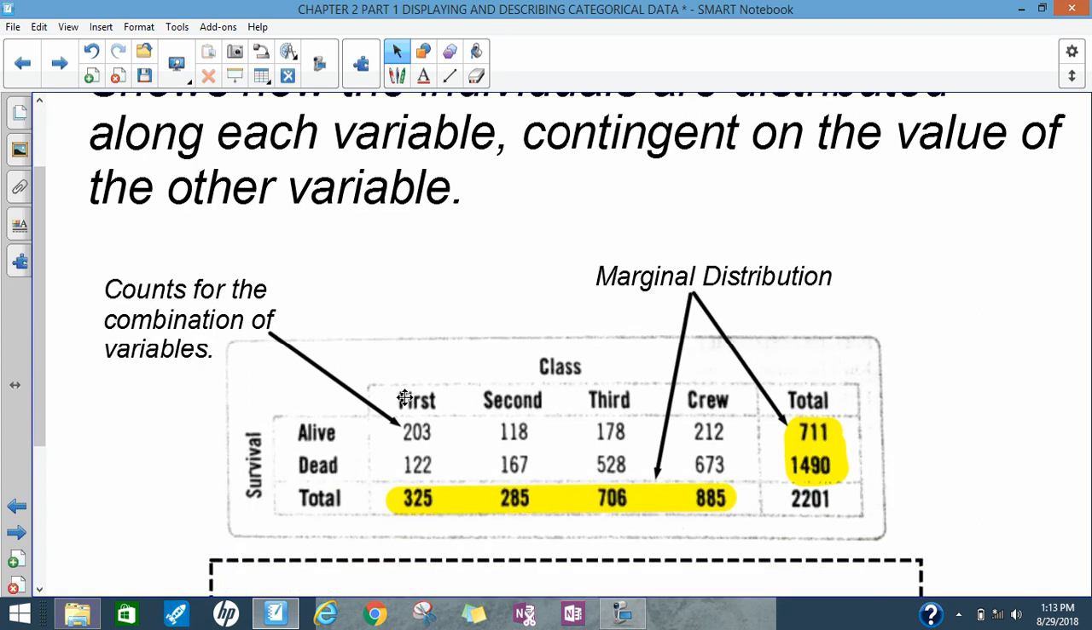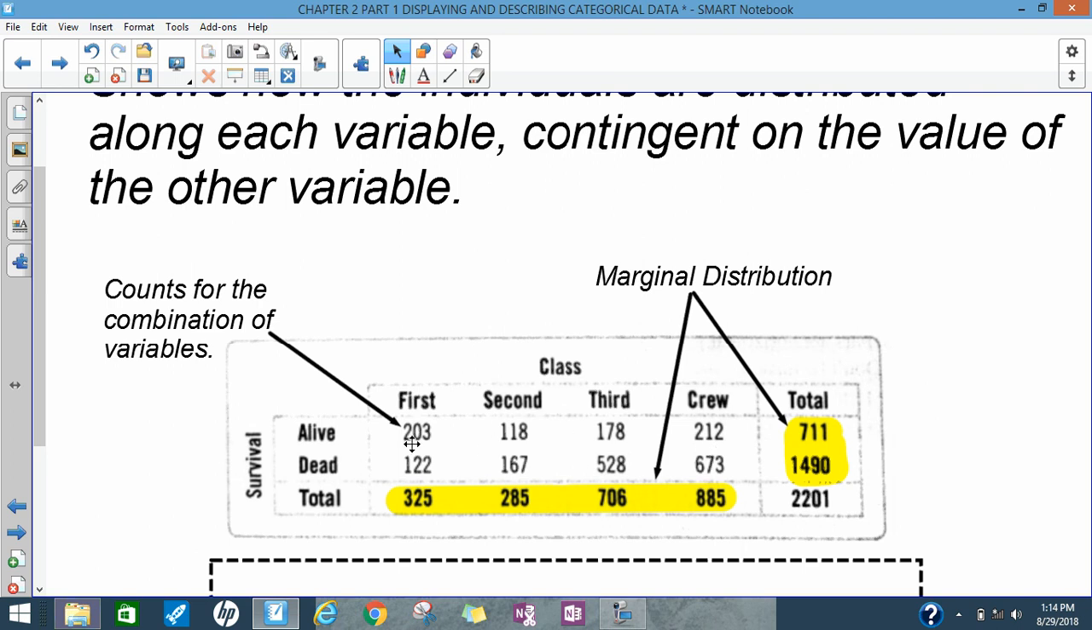And here, going horizontally, we have the 4 different classes. And here, vertically, we have whether or not passengers survived. And then we have this row down here and this column over here that are totals. So this is the total number of people who lived, total who died, and there's the total again that we looked at before of the number of people in each class. And these cells right here are counts for the combination of variables.